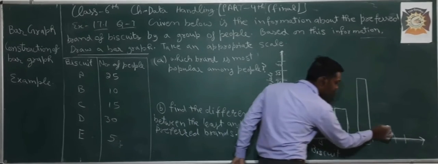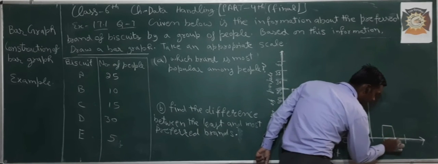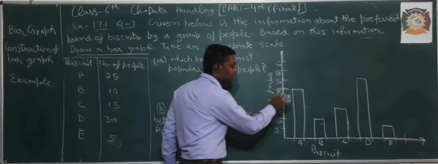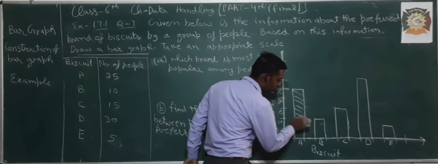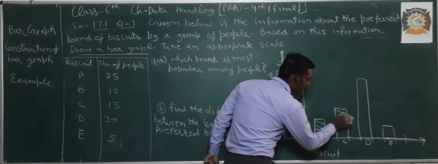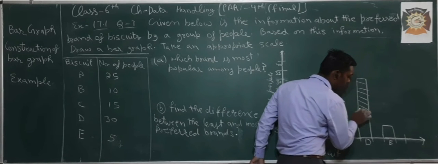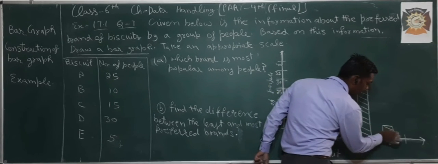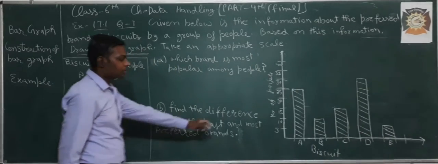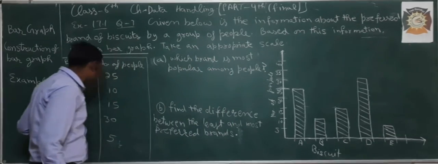We have to take brand E. You may sketch them or color them according to your wish. This is the representation of the data in the form of bars. We have to draw 5 bars. As you see, these are the 5 bars that represent brands A, B, C, D, E and their values.